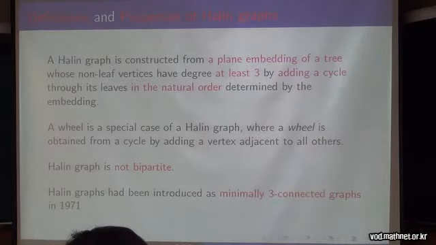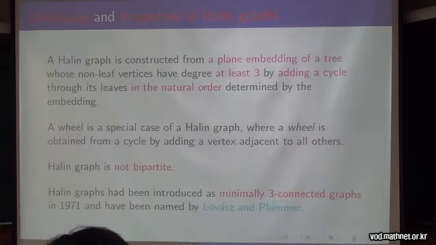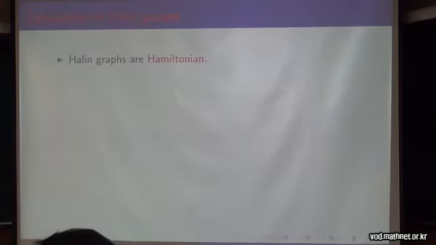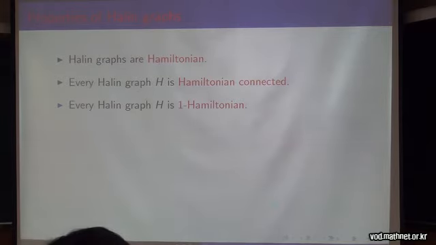Halin constructed this graph as minimally 3-connected graphs. And the Halin graphs have been named by Lovász and Plummer. This graph has a lot of properties. One thing is Hamiltonian, and another is Hamiltonian connected, which means that for any pair of 2 vertices, there exists a Hamiltonian path between those 2 vertices. And when you delete one vertex, it's still Hamiltonian.